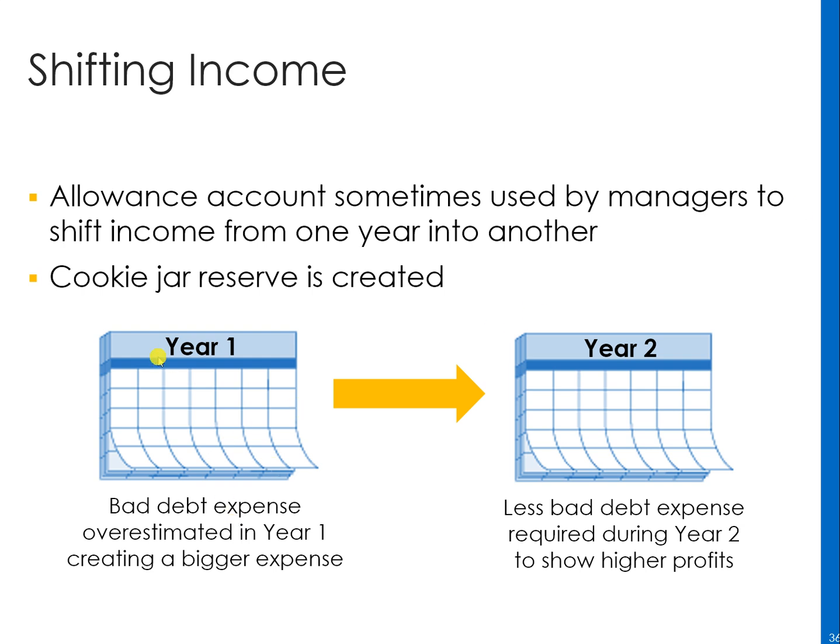For example, in good years, year 1, the bad debt expense can be overestimated. So we can build a large cookie jar in year 1. Then in year 2, when the profitability decreased, the company can book less bad debt expense. So the company can reduce the cookie jar, reduce the reserve account, to release profit in year 2. So the company successfully shifted income from year 1 to year 2.